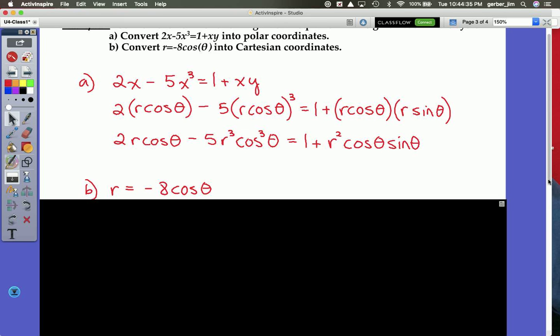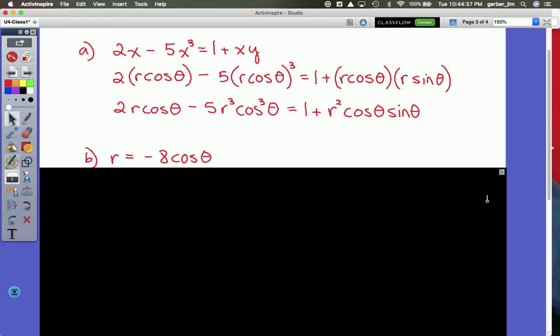Now, we could do the same thing. In other words, we could say, well, we already know that r is the square root of x squared plus y squared, so we could just put the square root of x squared plus y squared in there. And we know that theta is the tangent inverse of y over x, so I could just put tangent inverse y over x in for that. But that would be pretty ugly. And it turns out there's actually a much more elegant way of doing this one.